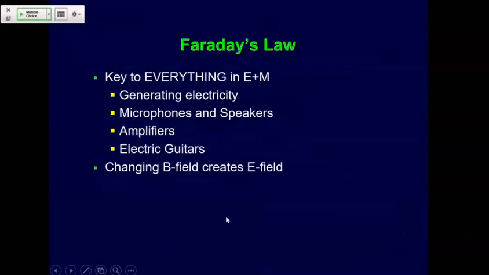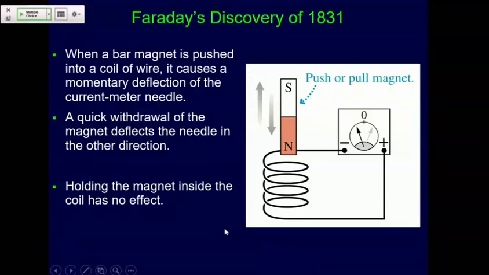This is what's called Faraday's law, and we're going to talk about this in the next couple of lectures. This is a pretty key thing in this idea of E and M, electricity and magnetism. We're going to find that electricity and magnetism are intertwined. In fact, they're really just two different sides of the same thing. Faraday's law is key to things like generating electricity, microphones, speakers, amplifiers, electric guitars, so lots of stuff. A lot of different things we do with electricity depend on this law, so it's really important. We're going to spend some time talking about this, and to start off, we're again just going to show a couple of things.